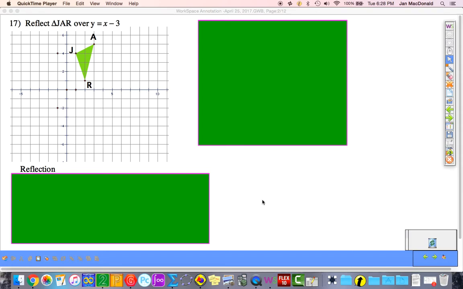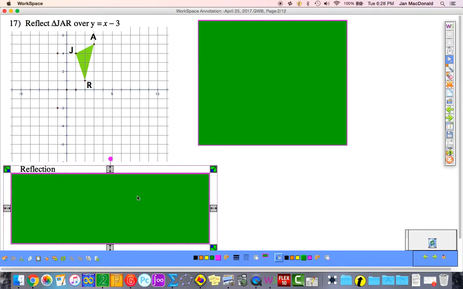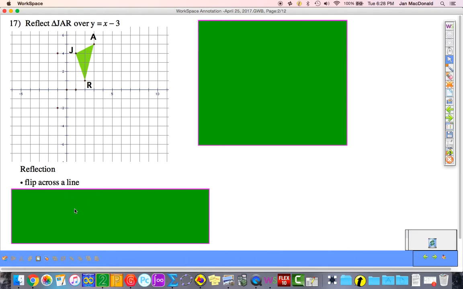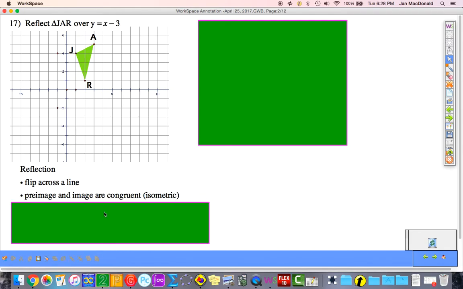In this example, we are going to reflect triangle JAR across the line y equals x minus 3. So let's just take a minute and review what we know about reflections. The word reflect means to flip across a line. We know when we reflect a polygon, the original polygon, the pre-image, and its image after the reflection are congruent. They're called isometric, meaning that both the pre-image and image are congruent.